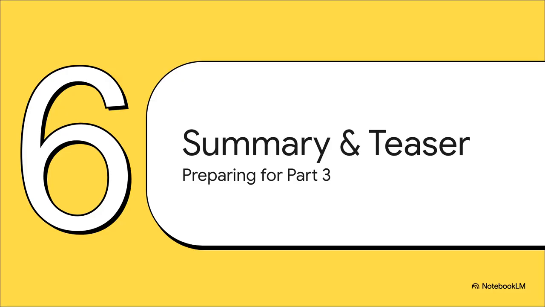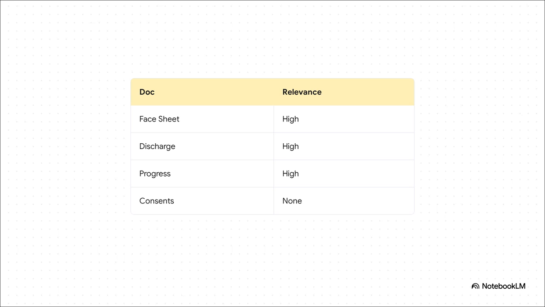And finally, Section 6, Summary and Teaser, preparing for Part 3. This table beautifully summarizes our golden rules of chart navigation. Your face sheet and discharge summary, high coding relevance. They give you your principal and secondary diagnoses. Your progress notes, also high relevance, because they provide that vital clinical specificity and help you capture bedside procedures. But your consents, directives, and property forms, zero relevance. Just skip them. You now have a really solid, efficient roadmap for navigating any inpatient chart.